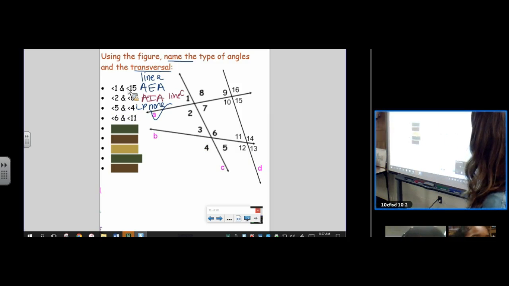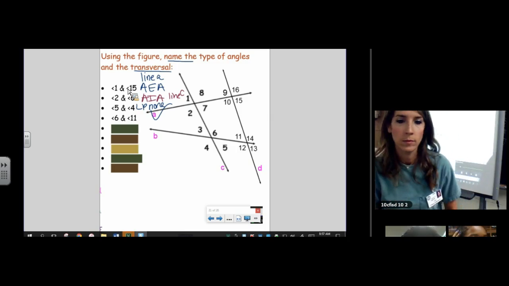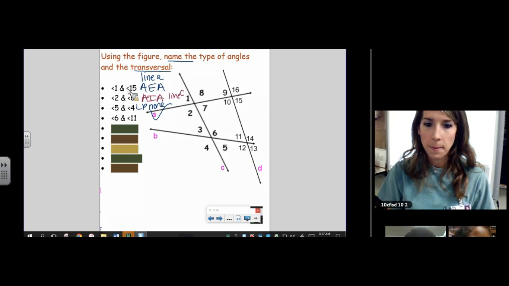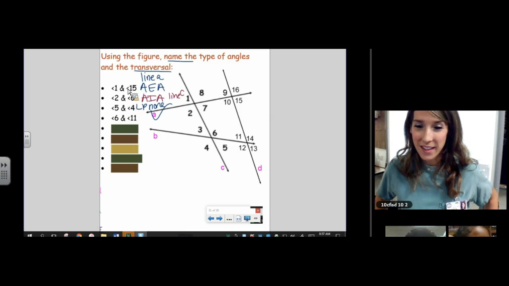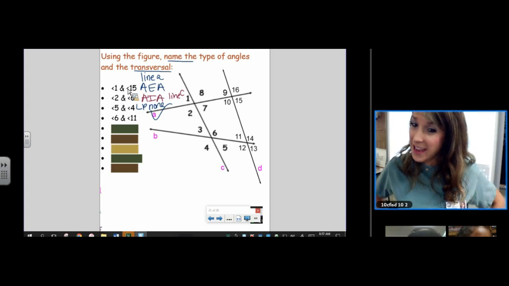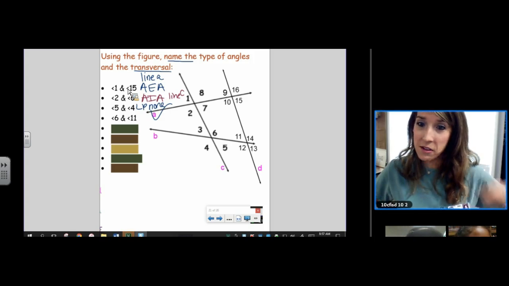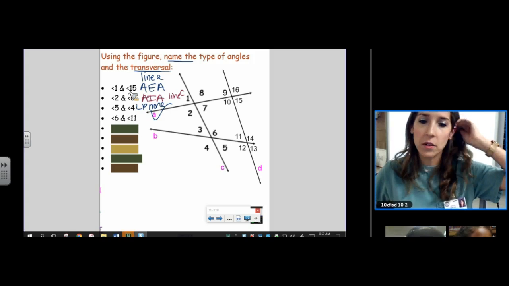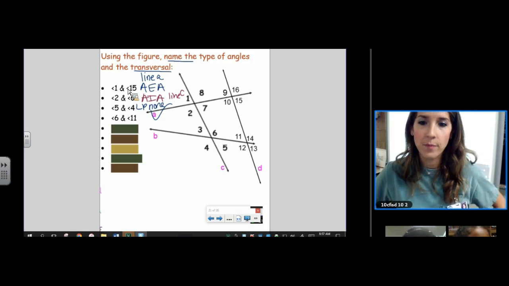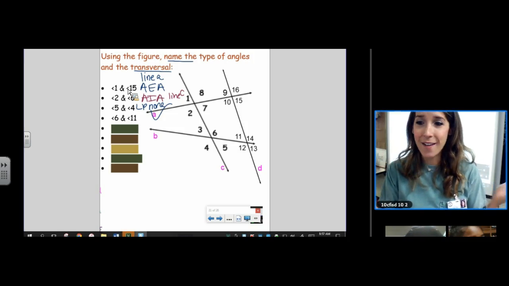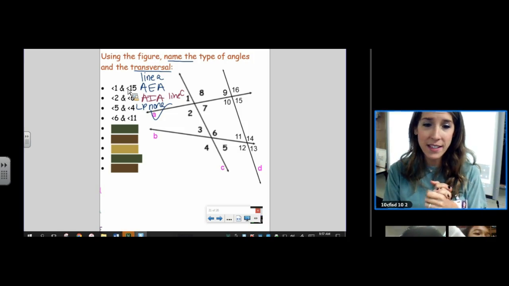6 and 11. Same side interior angles. There we go. And what is the transversal? B. Very good. All right, I think we've practiced enough. You guys can start on your assignment. Some of you might get done in class and have no homework.